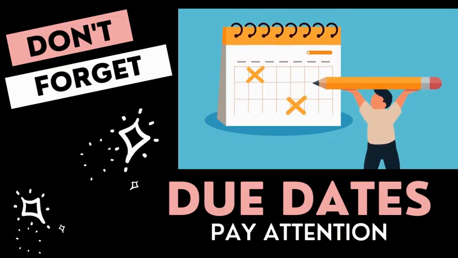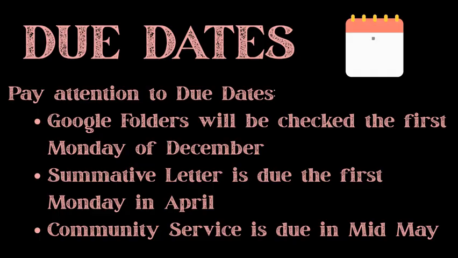Don't forget, you really need to pay attention to due dates. Google folders are going to be checked the first Monday of December. Summative letters are due the first Monday in April, and community service hours are due mid-May.